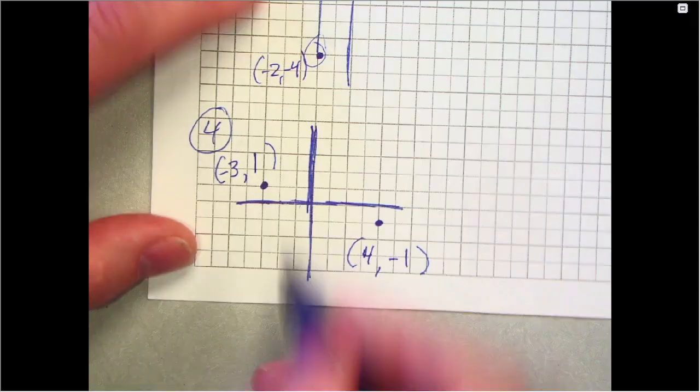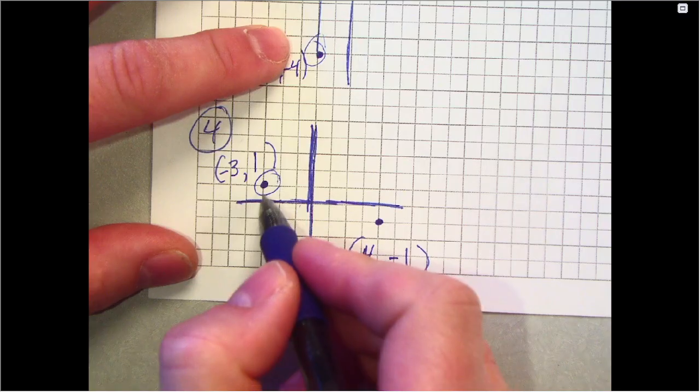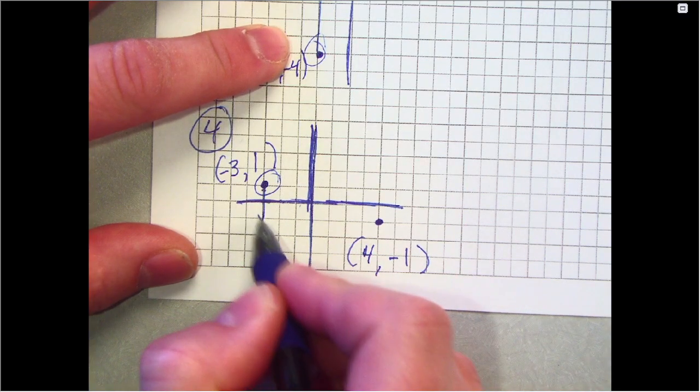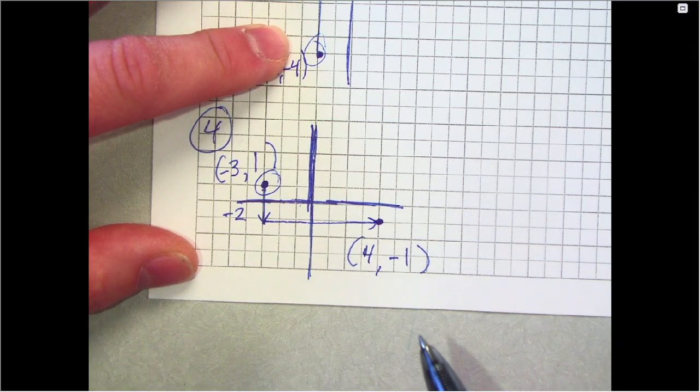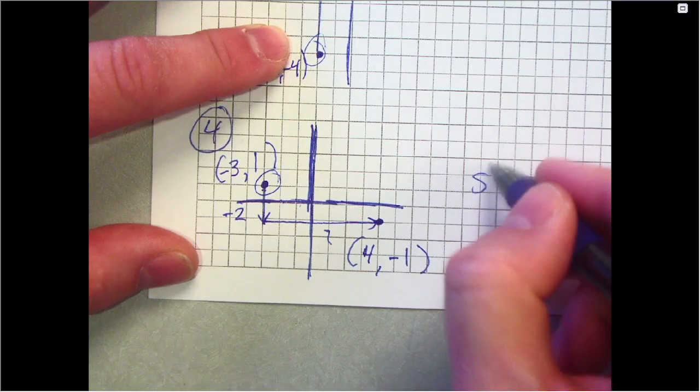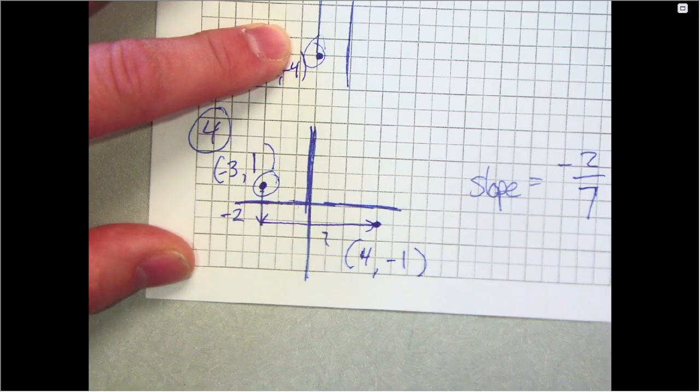Then I've got to find the slope. So start on the left, get in your elevator. My elevator would have to go down 2 floors, so that's negative 2, and then I'd have to walk forward 7 spots. So my slope is negative 2 over 7.